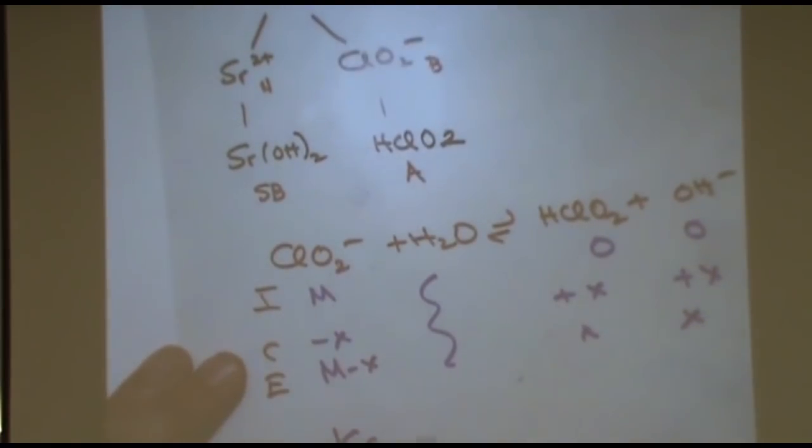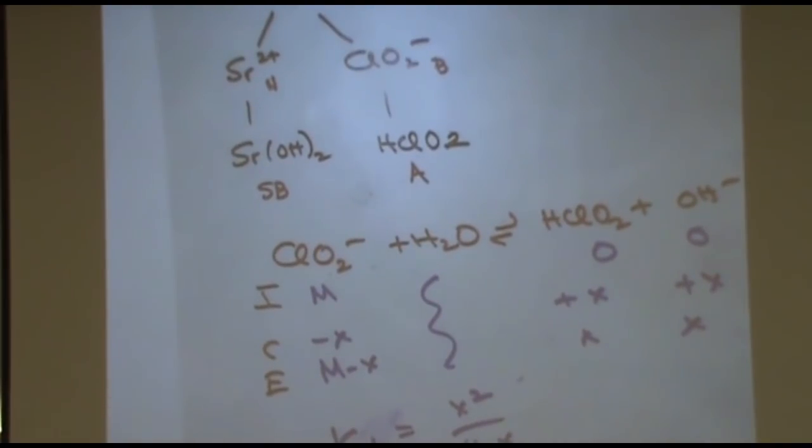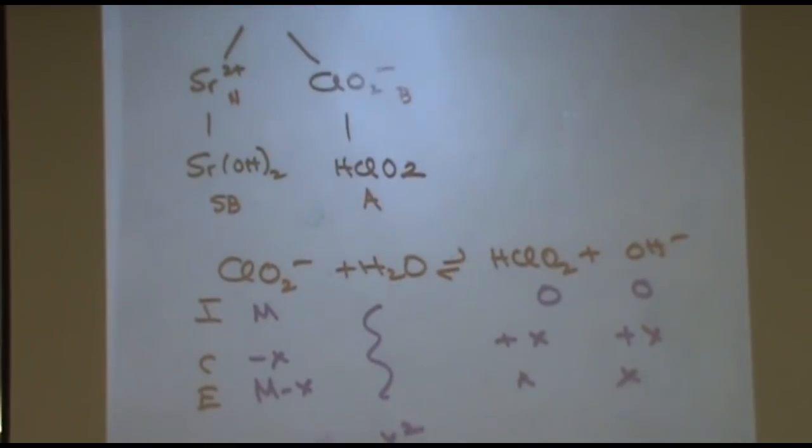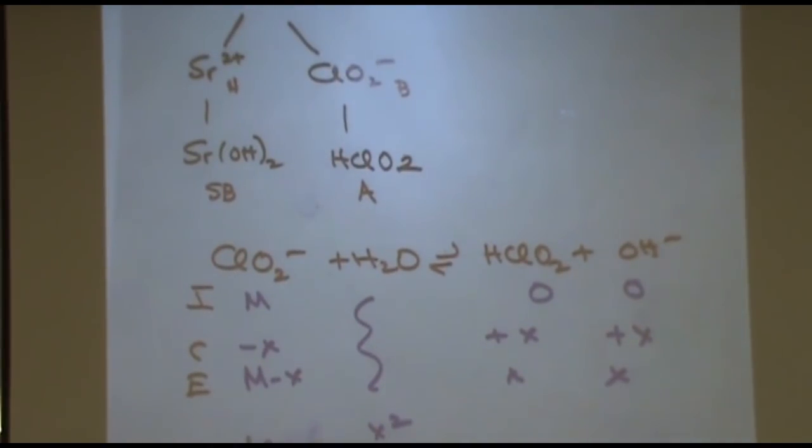And you wrap Kb is equal to x squared over M minus x. You're going to assume x is small because it's a weak base, so you're going to drop out the x in the subscript. What's the problem with Kb? It's not going to be given.